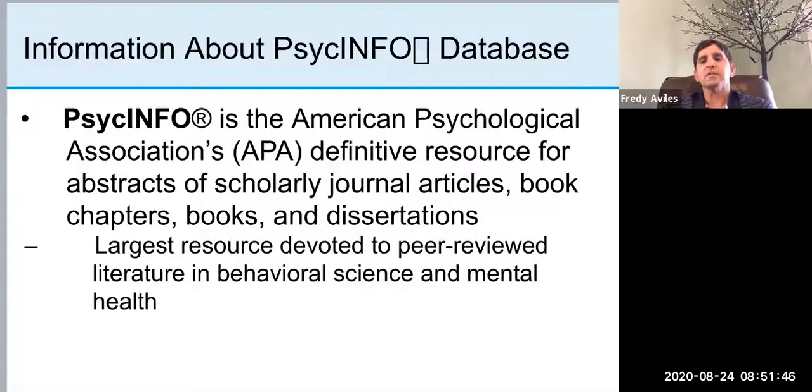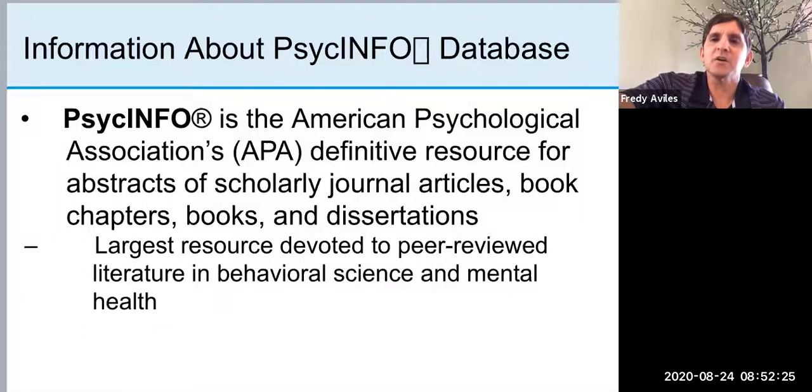PsycInfo is the American Psychological Association's, the APA's, definitive source for abstracts, scholarly journal articles, book chapters, books, and dissertations. It is owned by the APA. It's the largest resource devoted to peer-reviewed literature in behavioral science and mental health, so basically peer-reviewed scientific research articles that have to do with psychology.